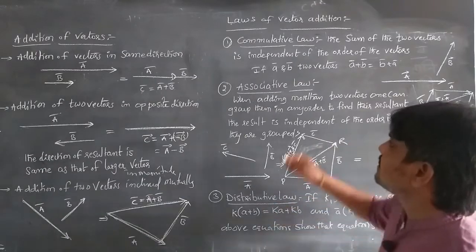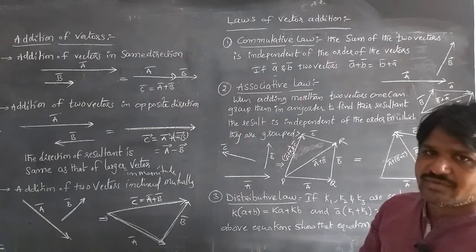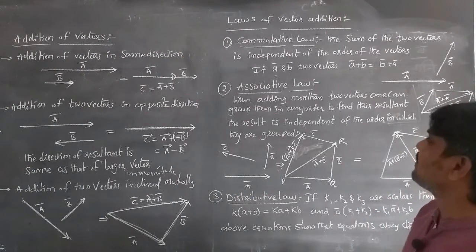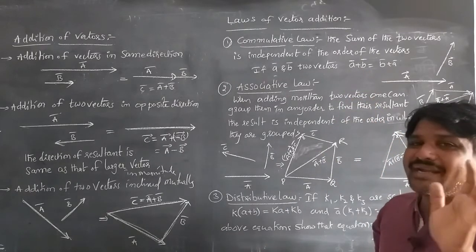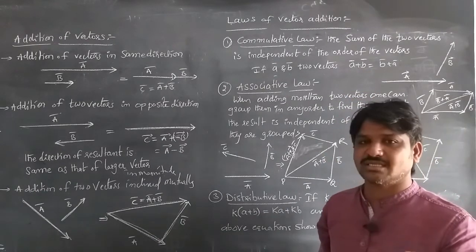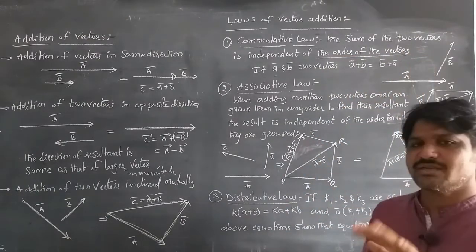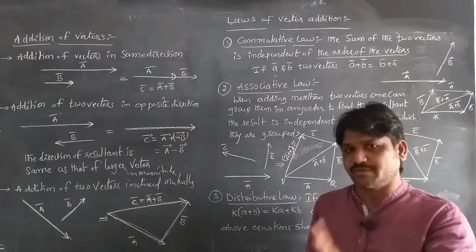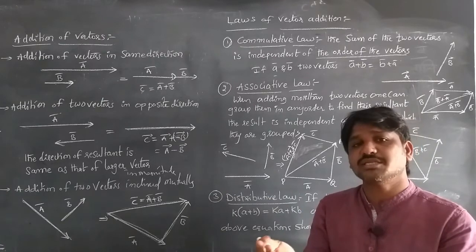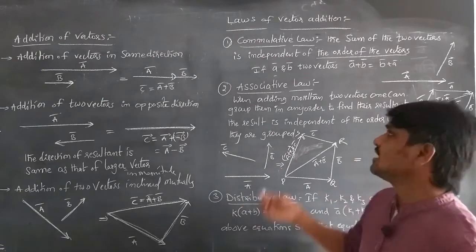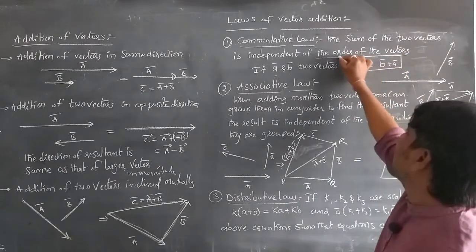Two vectors are there, considered A bar and B bar. Whenever they are added in any manner, the sum of the two vectors is independent of the order of the vectors. Even if the order is changed, A bar plus B bar or B bar plus A bar, like 1 plus 2 is equal to 2 plus 1, it is the same. Like that, here A bar plus B bar is equal to B bar plus A bar.